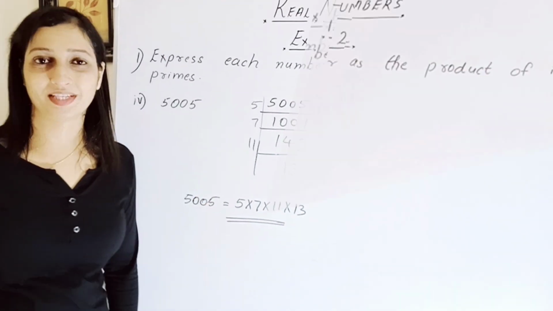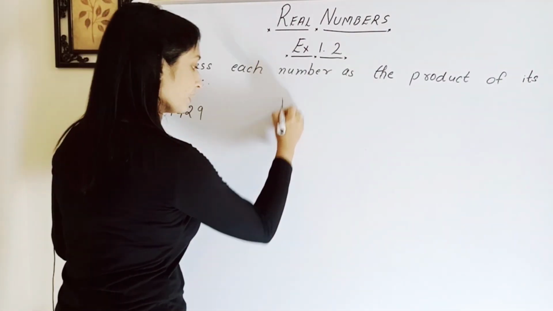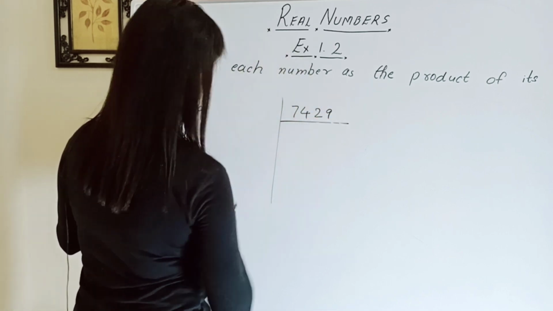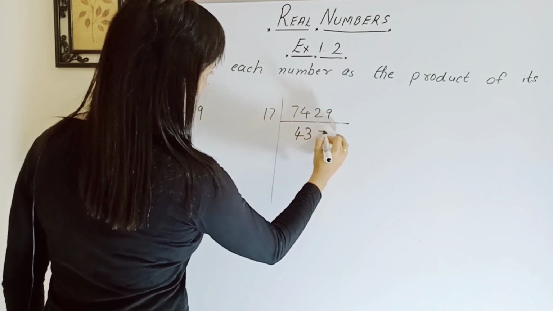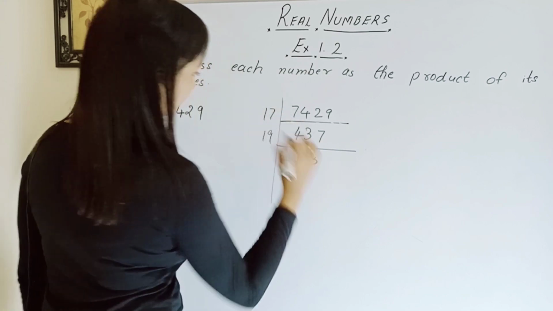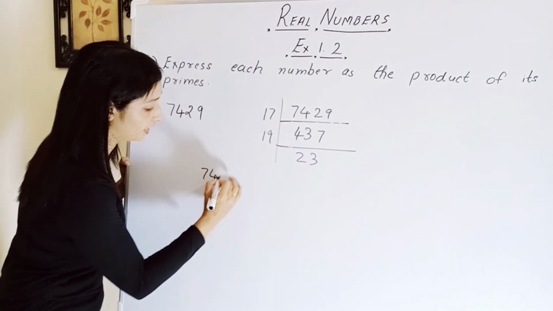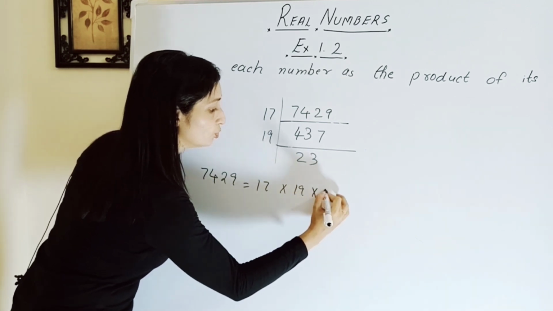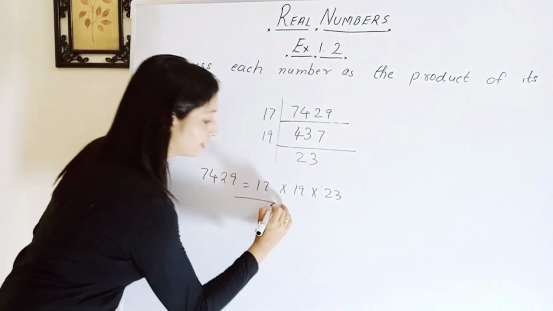Let's move on to our next question. This is our fifth question, which is 7429. Let's first find out the prime factorization of 7429. It goes by 17 and you get 437. Again it goes by 19 and you get 23. So you can write the prime factorization of 7429 as 17 into 19 into 23. This is how you represent it as a product of its prime factors. And this is our answer.